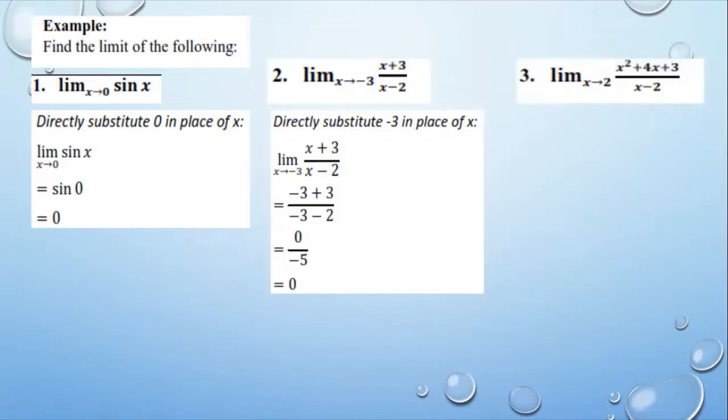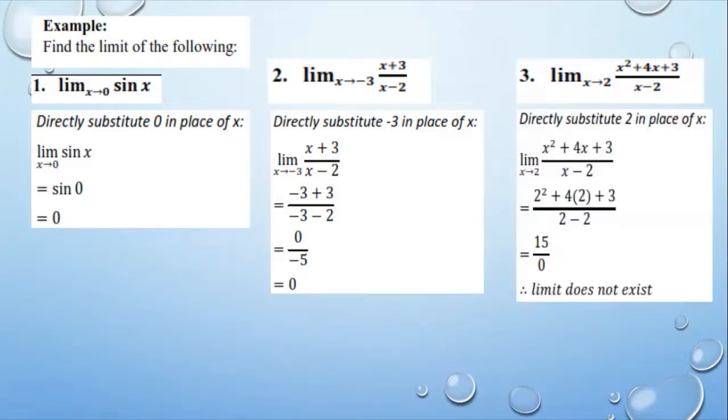Next one, if you have something like this, x squared plus 4x plus 3 upon x minus 2. Now directly substitute, again. When you put 2 in place of x, 2 squared is 4, 4 times 2 is 8 plus 3, so 4 plus 8 plus 3 is 15, and 2 minus 2 is 0, so a number upon 0. Since there is a number upon 0, if you put this in the calculator you will see a math error. That means the limit does not exist.